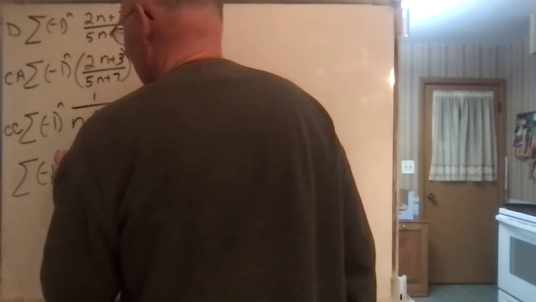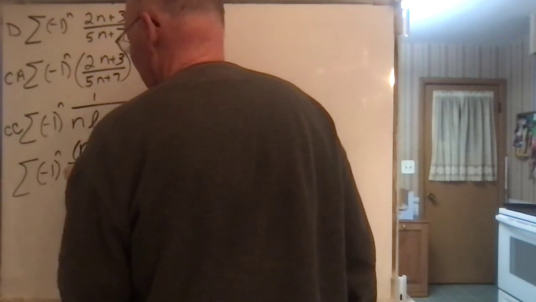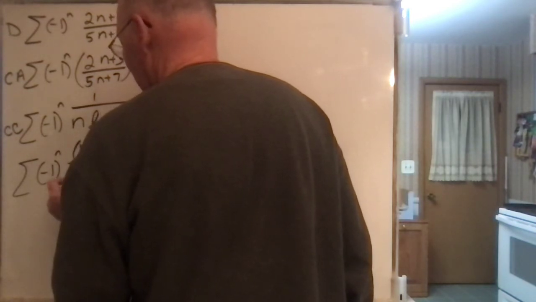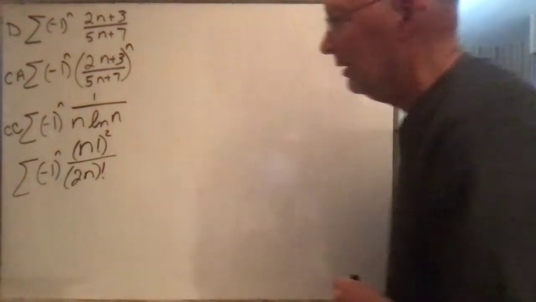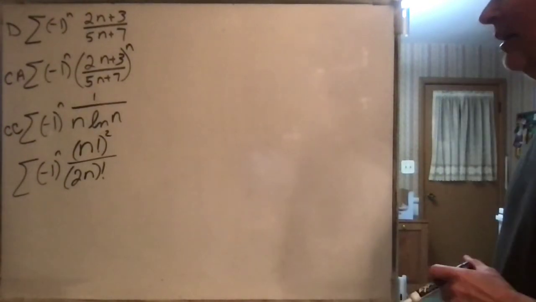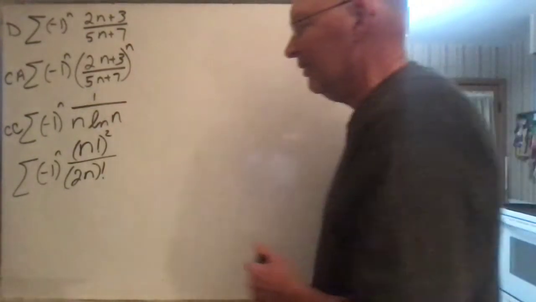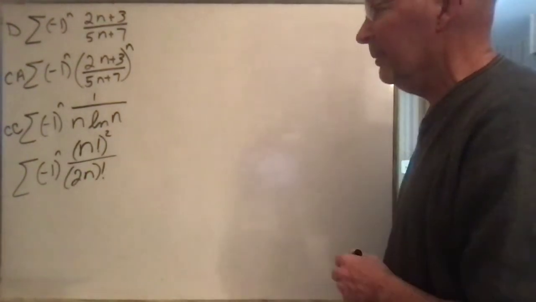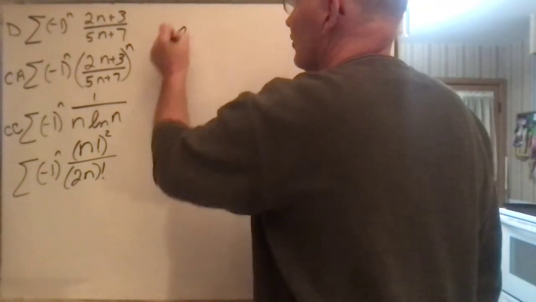Let's see, how about n factorial squared over 2n factorial. Okay, let's try that one. Well, what's going to happen there? First of all, it's kind of hard to know whether these terms are even going to 0 or not. But when I see a bunch of factorials, I want to use the ratio test. So let's go ahead and use the ratio test on it.